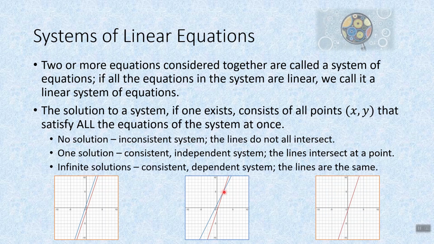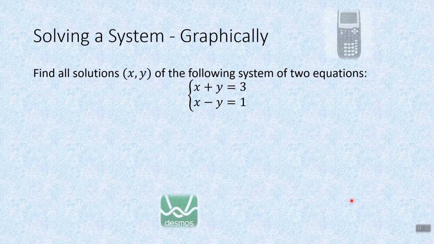The third type would be an infinite solution. This is consistent because there is a solution, but it's dependent because it depends on one of the values of the variables. And it graphs as the same line. I could have made it so the red showed, I could have made it so the blue showed, but they're the same line, so they're graphed on the same points. All right, so we can't see both colors at the same time.